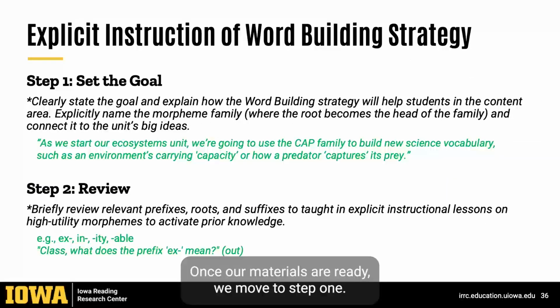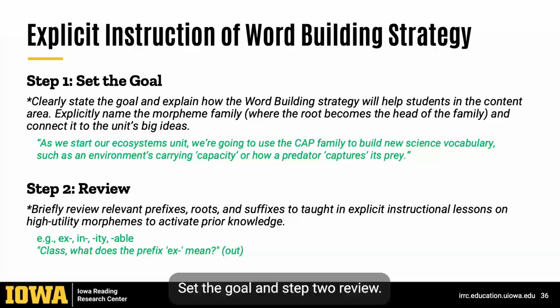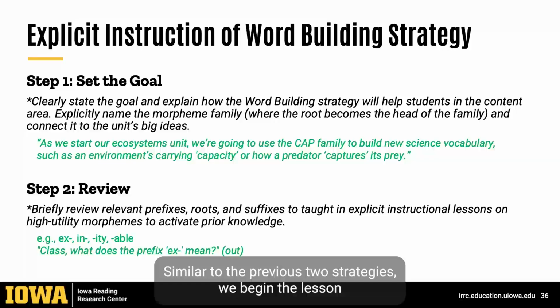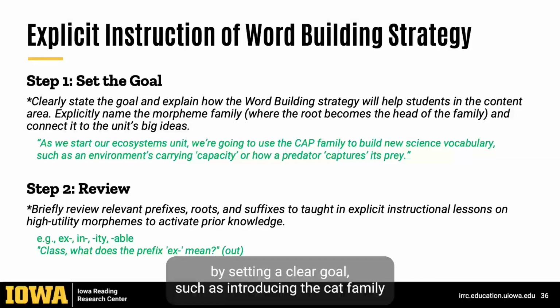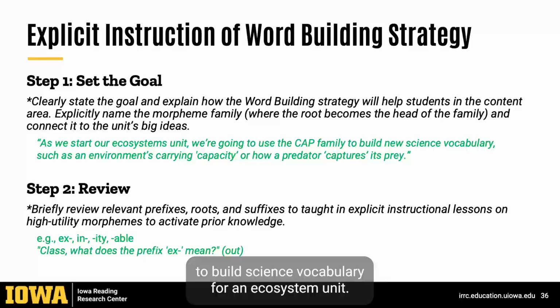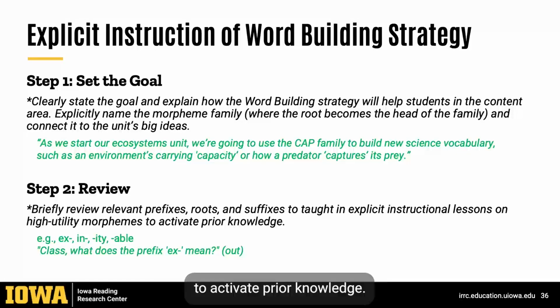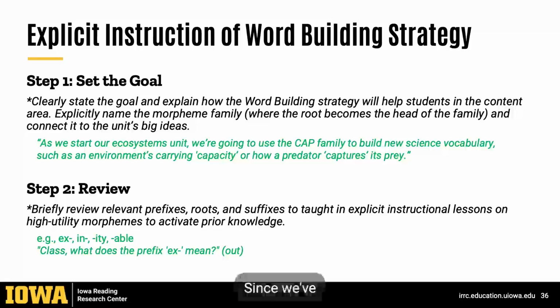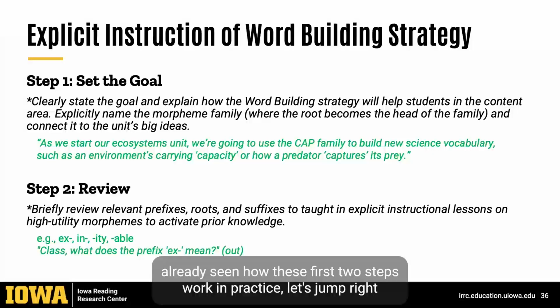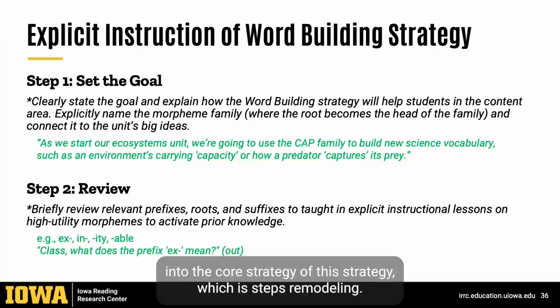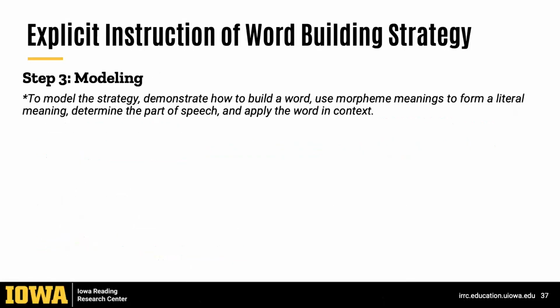Once our materials are ready, we move to step 1, set the goal, and step 2, review. Similar to the previous 2 strategies, we begin the lesson by setting a clear goal, such as introducing the CAP family to build science vocabulary for an ecosystem unit. Then we briefly review familiar affixes like -ex or -able to activate prior knowledge. Since we've already seen how these first 2 steps work in practice, let's jump right into the core of this strategy, which is step 3, modeling.